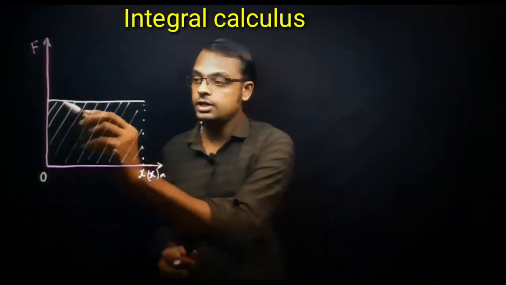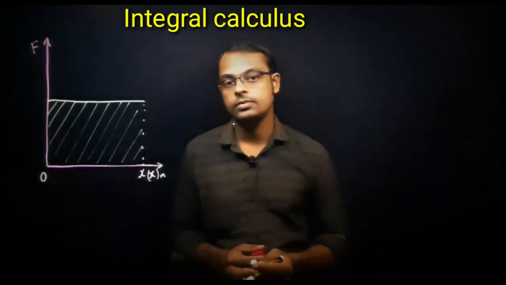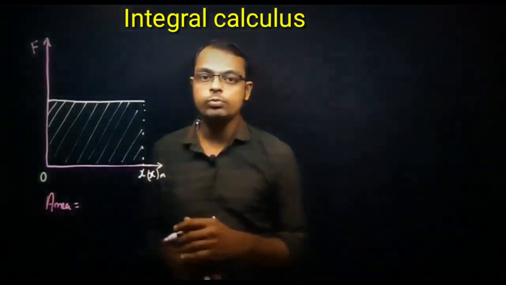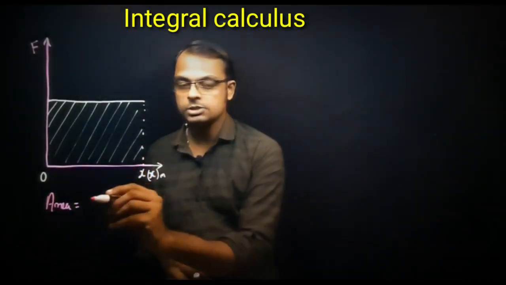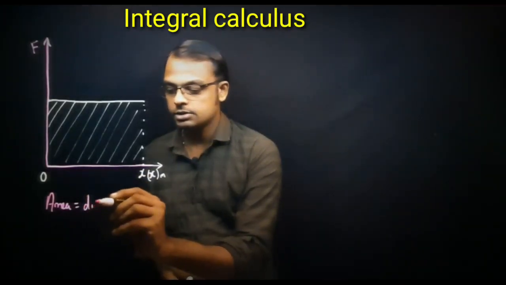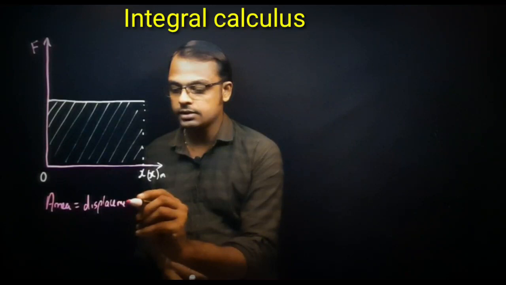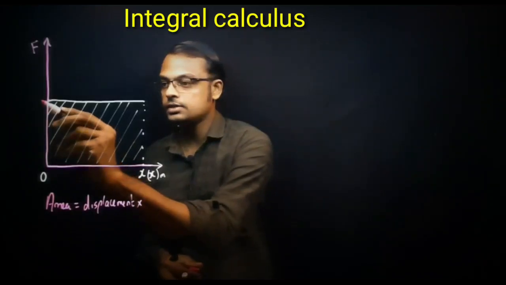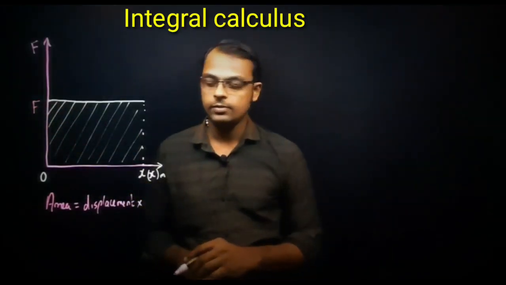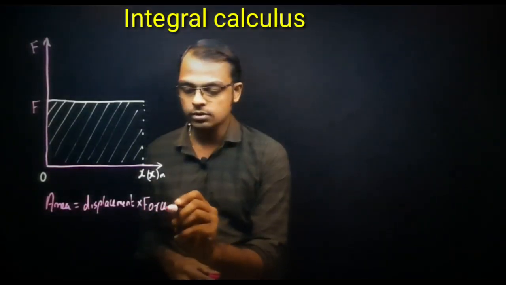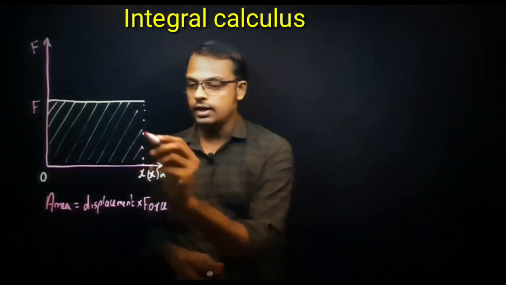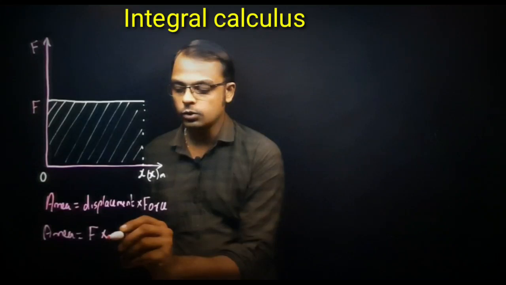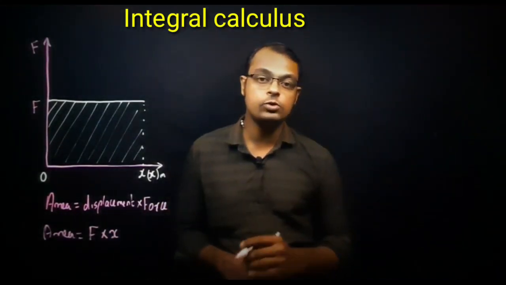You know why? Because the shape of the area is a rectangle. If it is a rectangle, you can calculate the area as length into breadth. Here, what is the length? That is the displacement, so I can write displacement here. Now what is the breadth? The breadth is this one, which is the force value. So area of the rectangle is length into breadth, that is, area is equal to force into displacement.